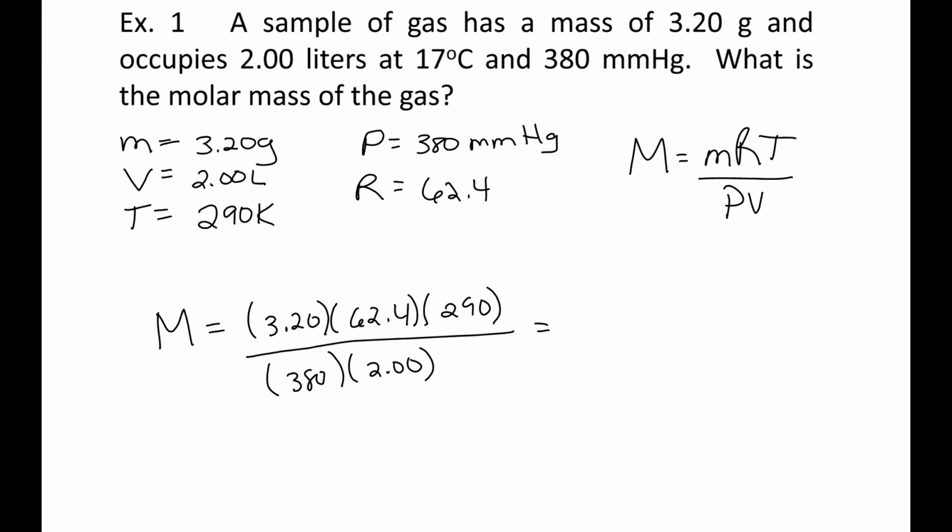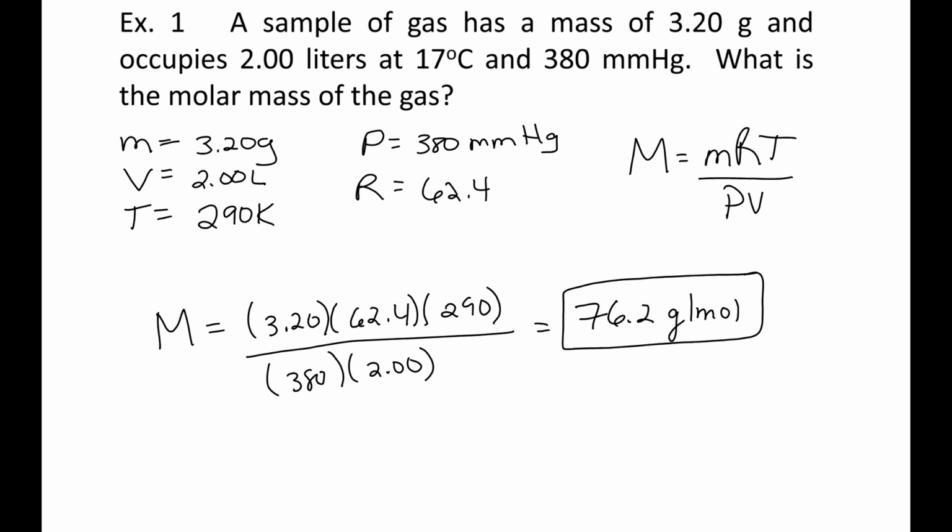And the quick way to do this on the calculator is to multiply 3.20 times 62.4 times 290. Then hit the equals button. Then hit divide by 380. Hit equal button again. Then divide by 2. One fell swoop. You don't have to worry about writing down the two numbers. I mean, you can do it that way, but I like my way better because it's much easier. When you do that, you get 62.4 grams per mole. Okay, pretty easy, I hope.